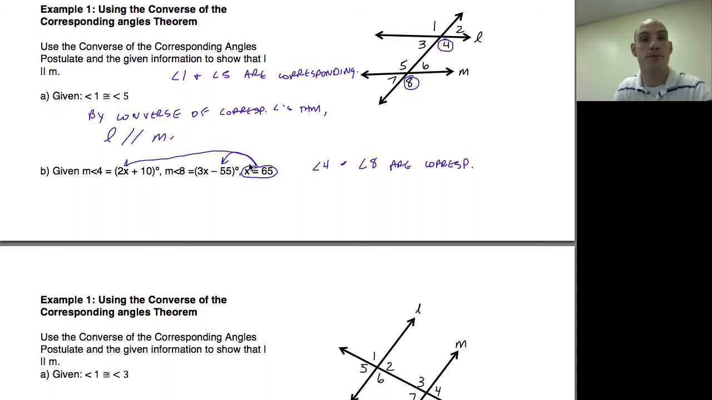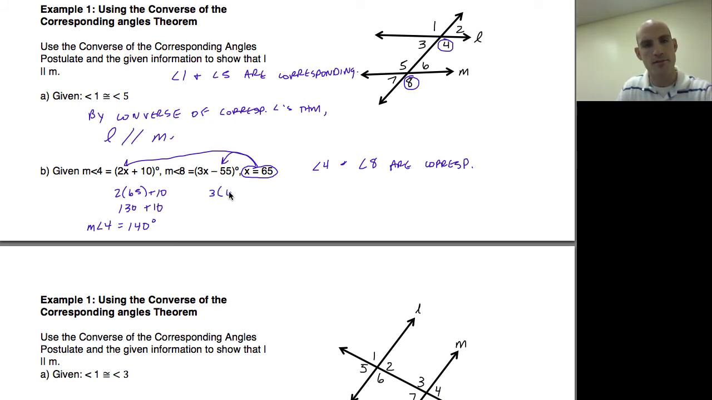What do you think we're going to do to show that 4 and 8 are congruent? We're going to plug it in. So let's do that. 2 times 65 plus 10 gives me 130 plus 10 gives me 140. So the measure of angle 4 equals 140 degrees. Think about it. What's reasonable? What do I need to show that 8 is? I need to show that 8 is going to be 140 as well.